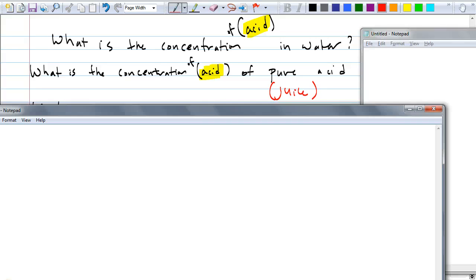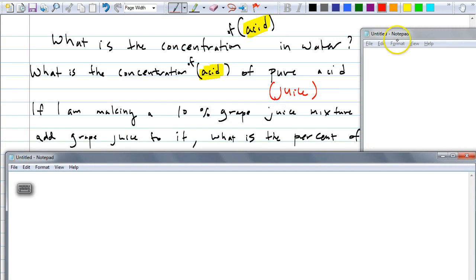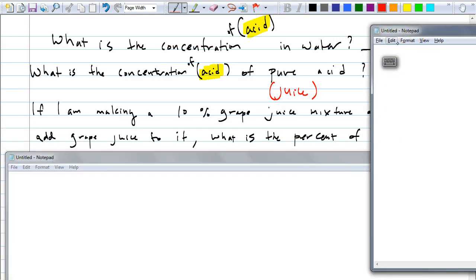So when I say, what is the concentration of acid or pure acid? Can you write that down? I want you to think about it as a group. Hold on. And then the last one, it says, if I am making a 10% grape juice mixture, I add grape juice to it.